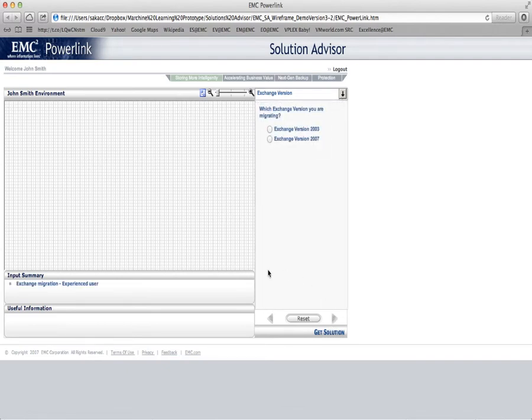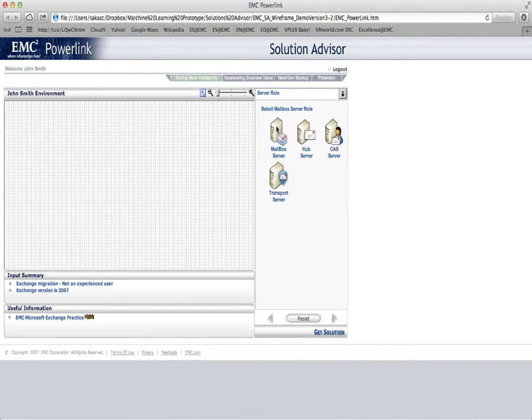And then what would happen is you'd get this input summary back here, but you'd also get some documentation. So for example, if I went back and I said I don't have a lot of experience, I'm not an experienced user, it says there's some useful information for you here around what we can help you with in terms of our services or something like that. Now, what are you migrating? We're going to say we're migrating 2007.